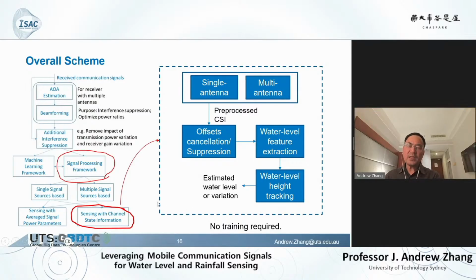For this particular scheme, there's no training required. We don't require data calibration, etc., to get a real-time estimate. Once the system is deployed, we can get the estimate instantaneously. So it's very robust in terms of deployment or the locations.